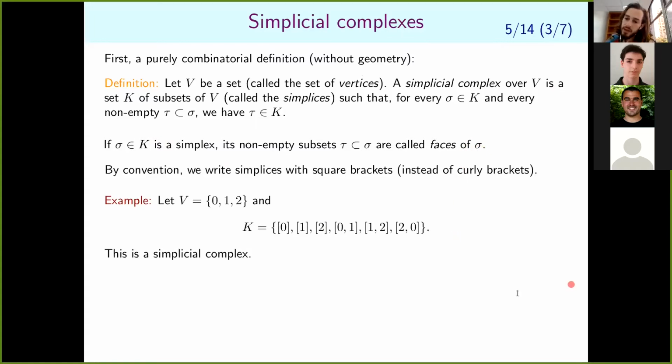Lucas asks, is there a reason to avoid the empty set? The empty set is not in the definition. It will not matter to have the empty set or not. This is not important. Remark that these elements are subsets of V, but I do not write them with curly brackets as we usually do for sets, but with square brackets. This is just a convention.